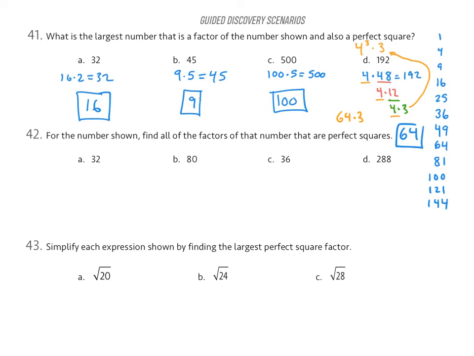It doesn't matter the order in which you go through this, but if you keep finding factors of this original number that are perfect squares, and then multiply those together, you can eventually get to the point where you realize the largest perfect square factor.